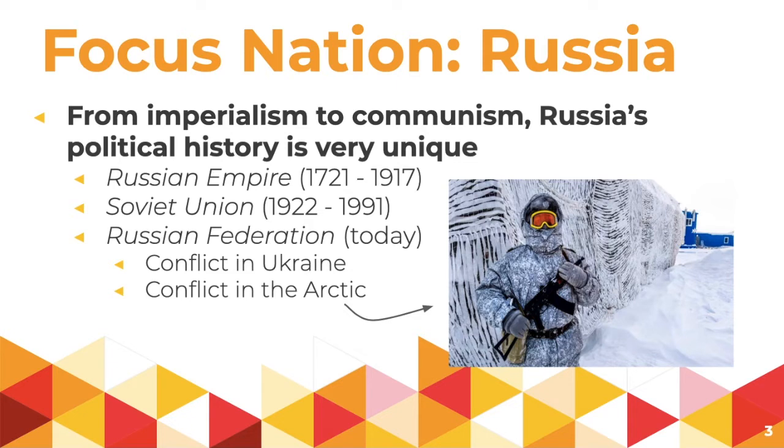So Russia from the early 1700s to the early 1900s was an empire. They were constantly pushing their boundaries and expanding the territory of the Russian Empire. They were also a monarchy, right? All the glitz and glamour of a king and queen and a royal family. But then there was a civil war.